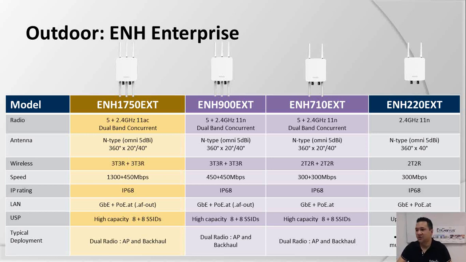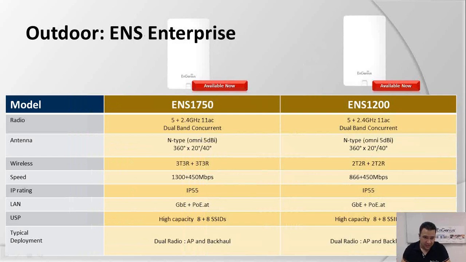So pretty much the footprint of the devices is the same, but based on different kinds of radios, you can select your model for the best fit in your deployment. So far for the omnidirectional IP68 devices, we also have our ENS series, and we started with the ENS1750, and these two are new, both of the models, and I think they're already available. They look like the EWS 660, and so it's this shape, and it's a standalone 11AC access point.